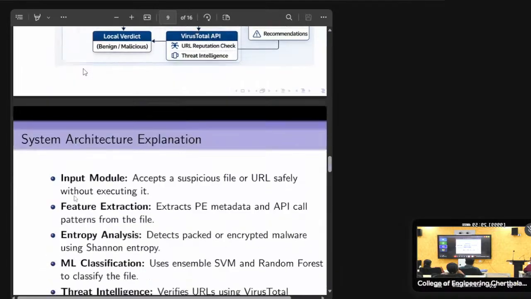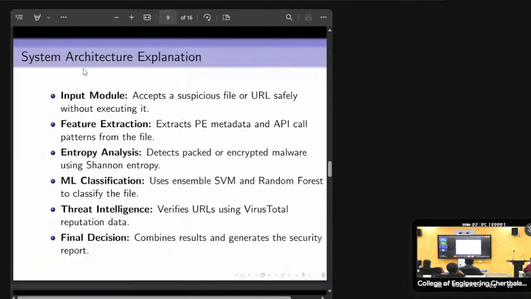Then the entropy analysis. One important feature used in the system is Shannon entropy. Entropy measures the randomness in file data. Encrypted or packed malware tends to show high entropy. The formula used is minus the sum of P of xi times log base 2 of P of xi. High entropy indicates possible malware. This helps in detecting malware that hides its structure.